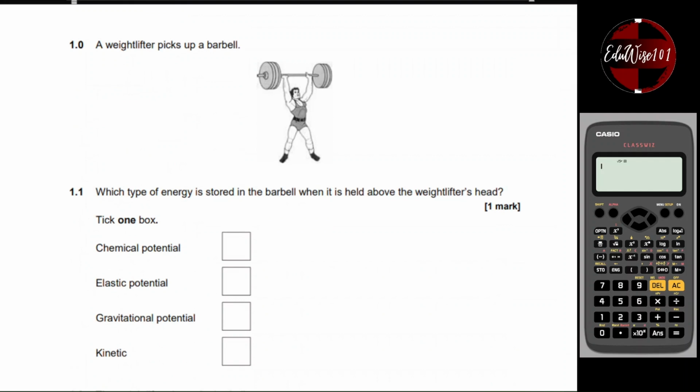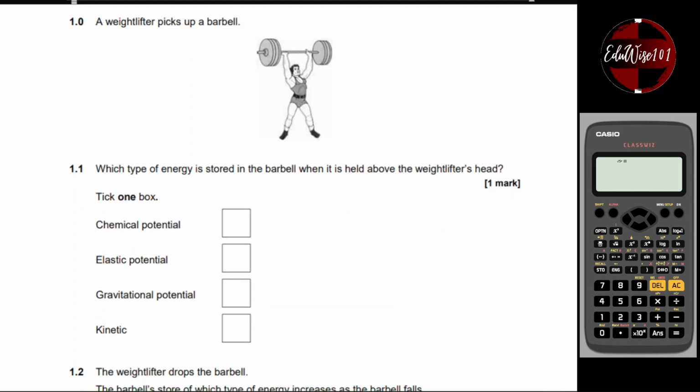A weightlifter picks up a barbell. Which type of energy is stored in the barbell when it is held above the weightlifter's head? Tick one box. Chemical potential, elastic potential, gravitational potential and kinetic energy. So this will be gravitational potential energy. All the students got this right. Next question.